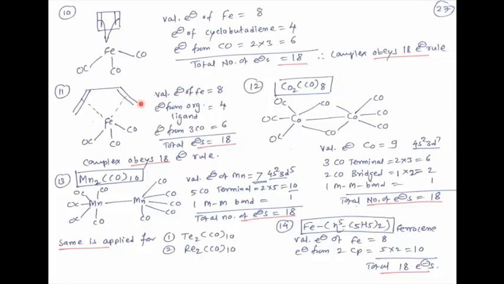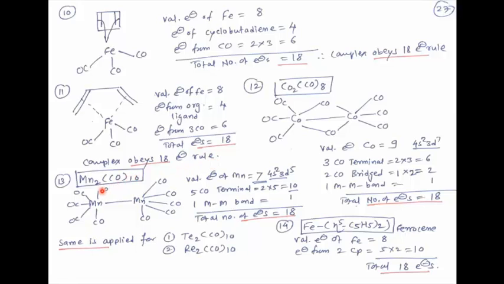The next one, again here, this is butadiene attached to iron. 3 carbonyls are present. Valence electrons of iron, we have discussed, 8 electrons are present. Electrons from the organic ligand are 4. And electrons from 3 carbonyls, 3 into 2, 6. Do the total, this is 18. In this way, this complex obeys the 18 electron rule.